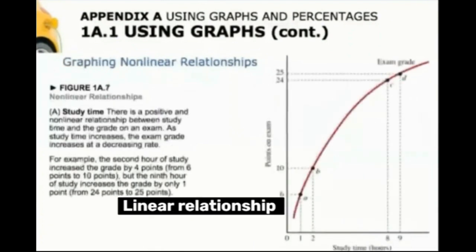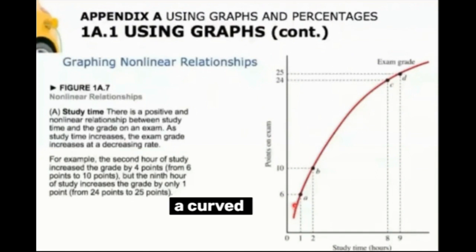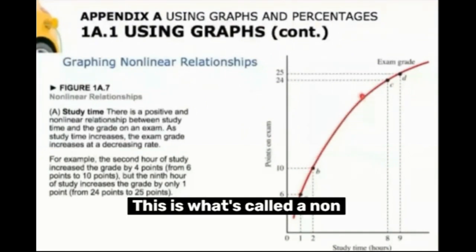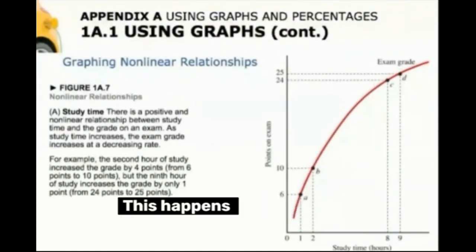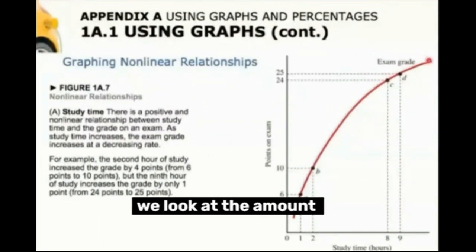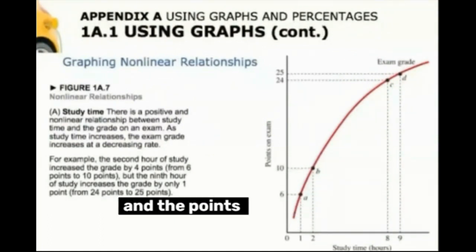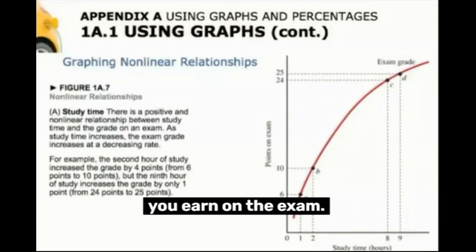We can also look at nonlinear relationships. A linear relationship was that straight line. Well, this is not a straight line, it's a curved line. This is what's called a nonlinear relationship. This happens when, suppose we look at the amount of time you study for an exam and the points that you earn on the exam.